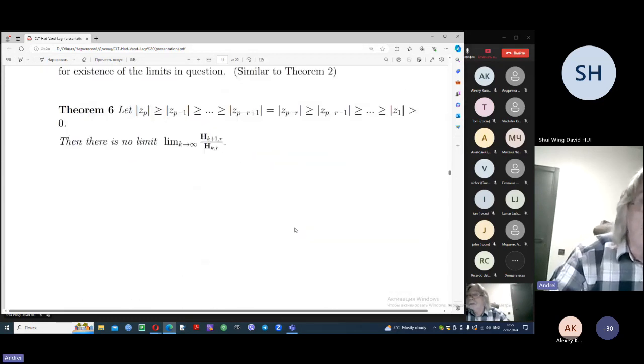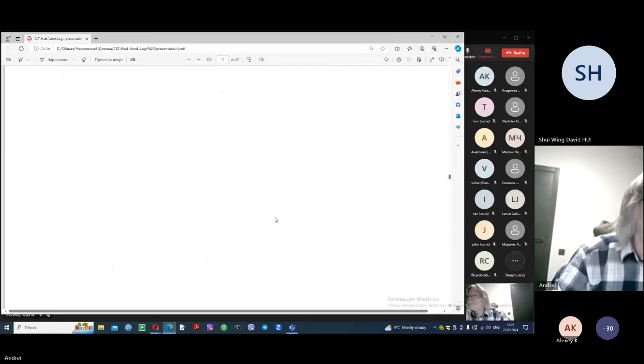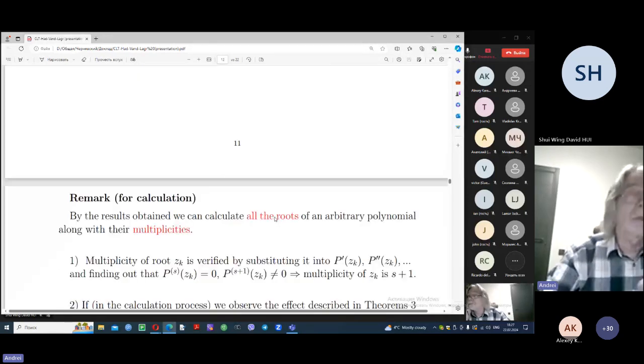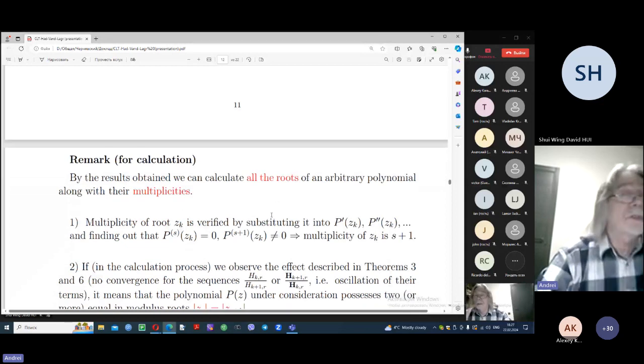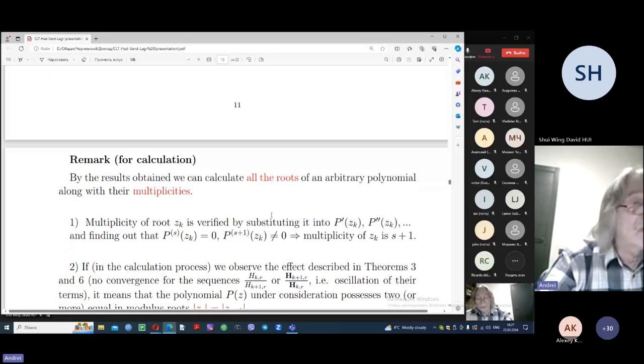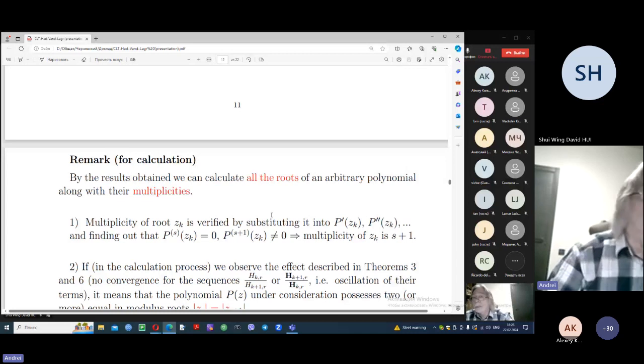Now I would like, maybe not to. I will, if we have time, comment on the proof of these results. But first of all, I would like to show you how they work to calculate all the roots of any polynomial.